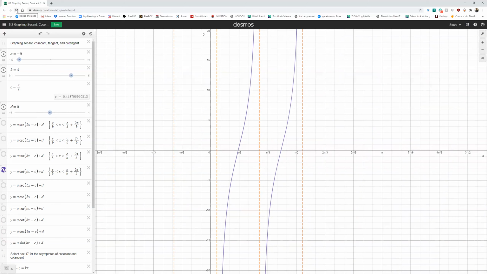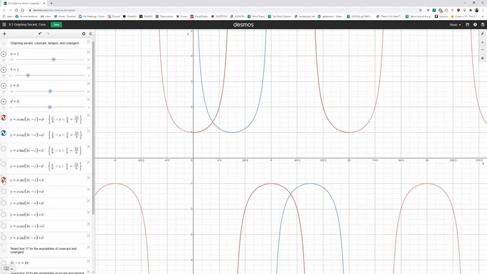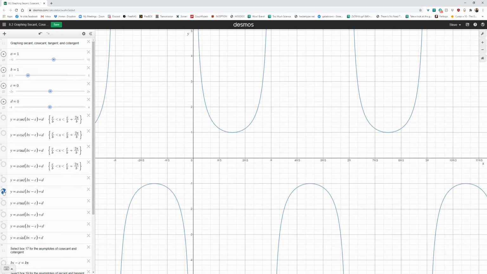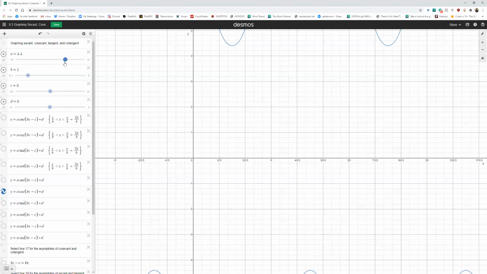All right, so let's look at another example, and I'll jump ahead to problem 11. And problem 11 is looking at a graph of cosecant. So if I just reset this graph and turn everything off, again, problem 11, I'm looking at a graph of cosecant, so I'll turn on cosecant. And then I'll adjust each of my other values. A has a value of 4, so I'll slide this up to 4.